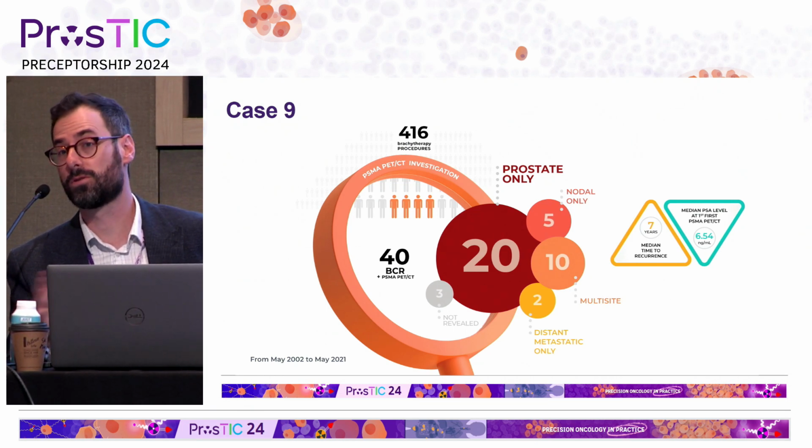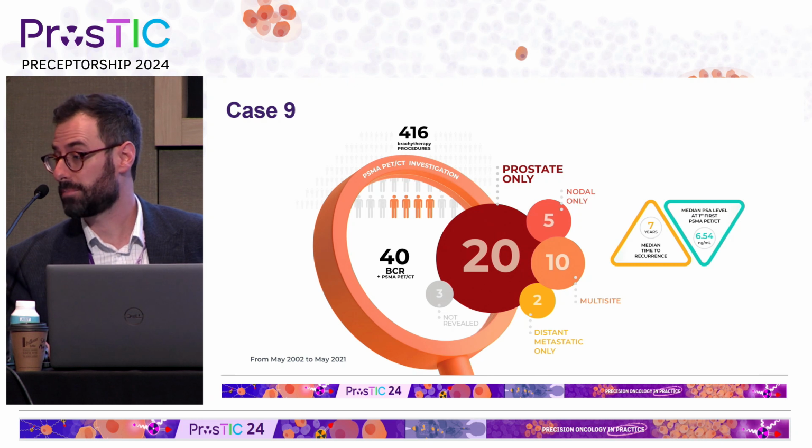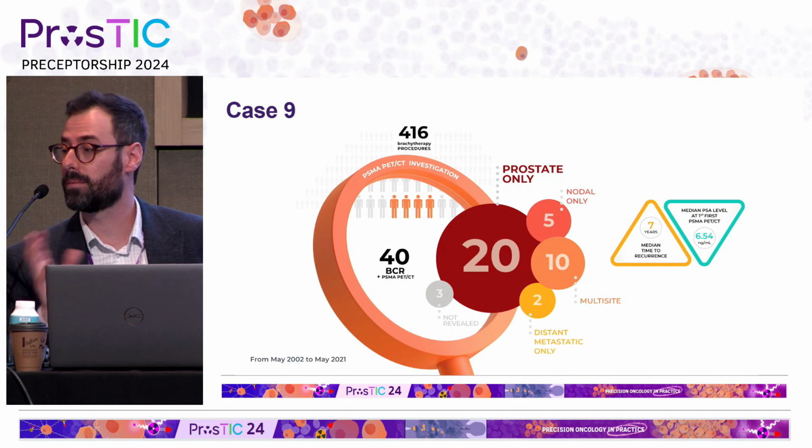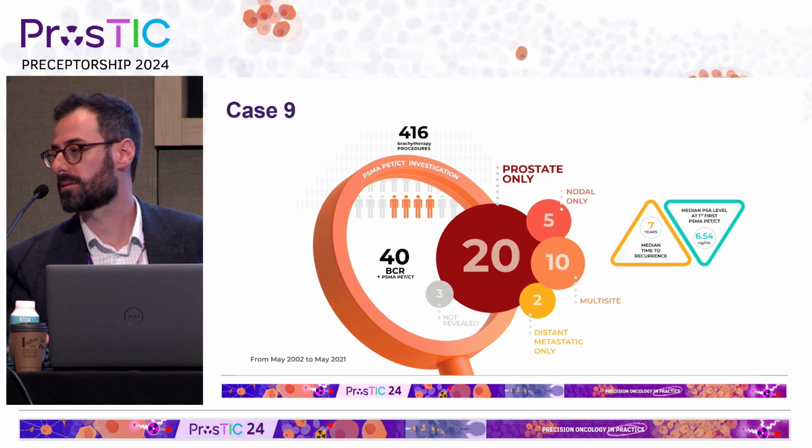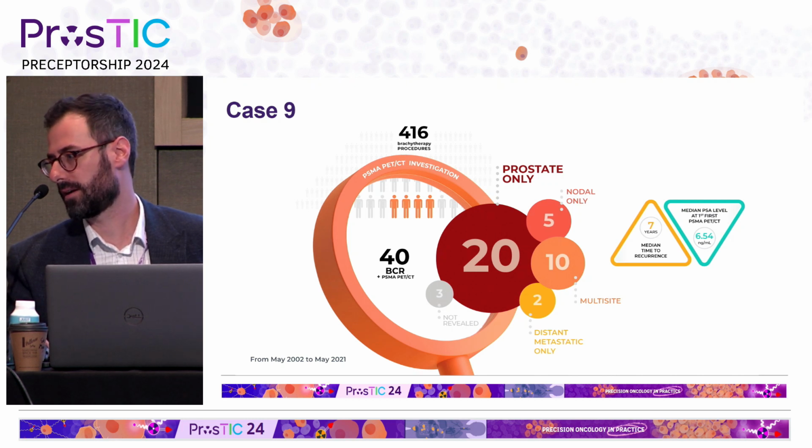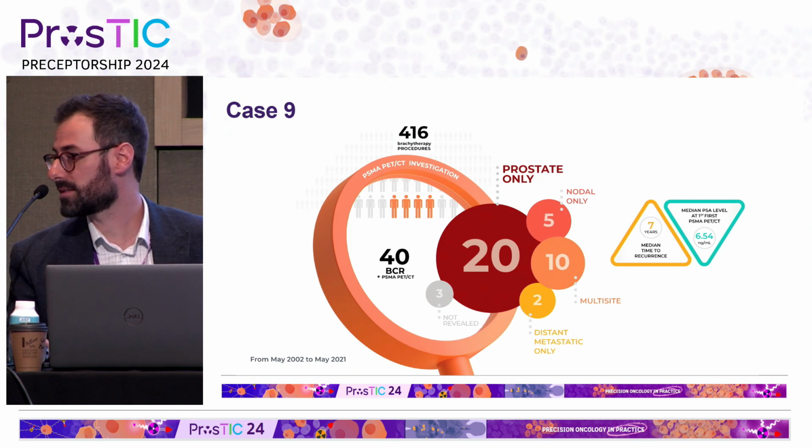Out of the patients who had brachytherapy, 26 LDR and 14 with HDR at Peter Mac over almost 20 years, and those who had PSMA PET scans, half of them had prostate-only recurrence. So it is fairly common in this kind of very niche setting. And then 5 in 10 had multi-site or nodal only. Only 2 had metastatic.